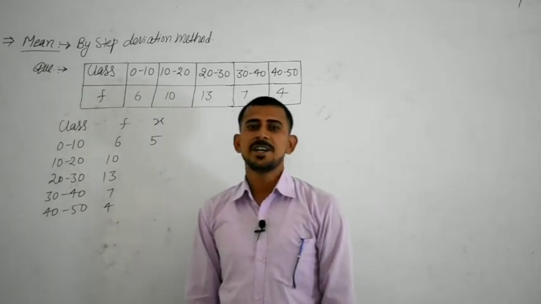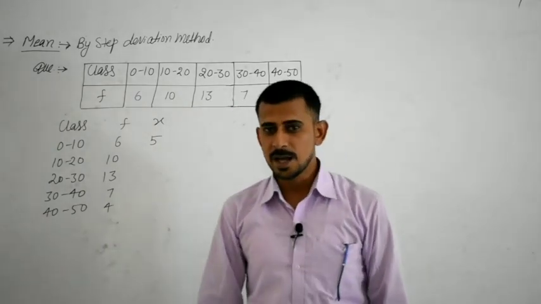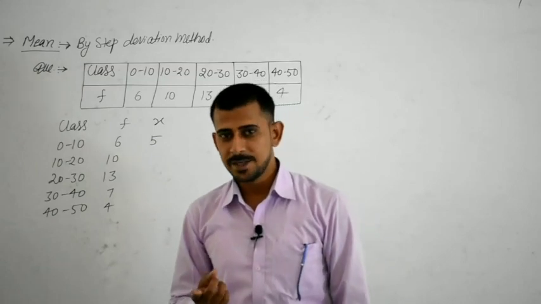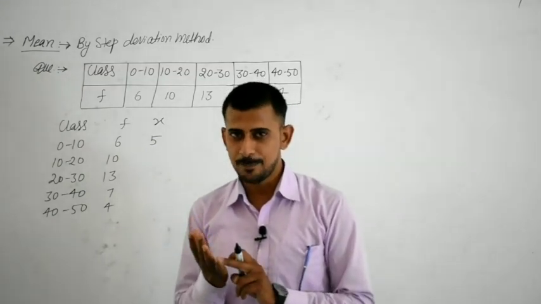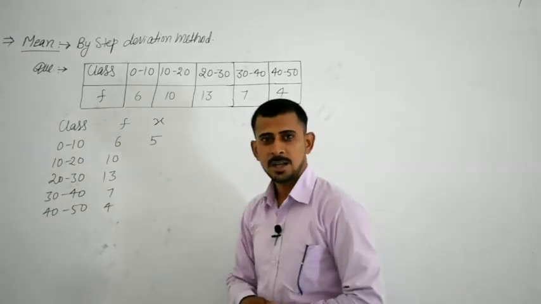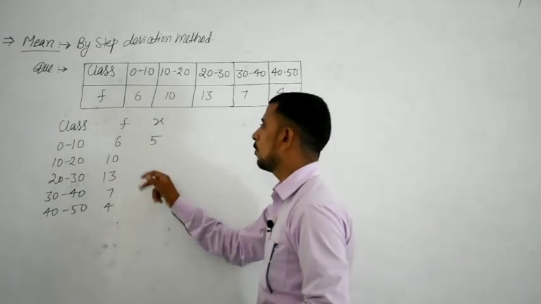You also studied about class marks. Class marks means the average of the lower limit and upper limit. It means lower limit plus upper limit divided by 2. 0 plus 10 means 10. 10 divided by 2, the value is 5.